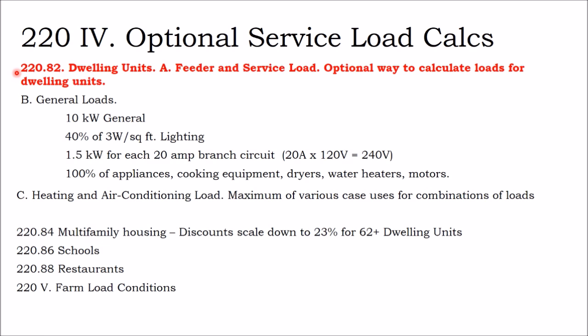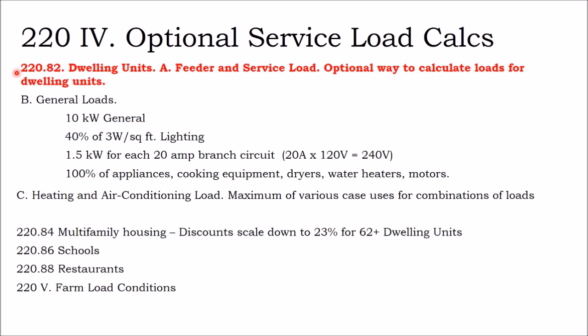And then we get into dwelling units. There's optional ways to calculate the loads for dwelling units. You've got general load of 10 kilowatts plus 3 watts a square foot times 30% for lighting. Then 1.5 kilowatts for every 20 amp branch circuit. And then 100% of the load for appliances, cooking equipment, dryers, water heaters, and motors. And that actually adds up pretty quickly. Tankless water heater can be 20 kilowatts of load. Every branch circuit on a home, let's say you have 10 branch circuits, and then you have maybe 30 or 40 kilowatts of appliances, quickly over 50 kilowatts.